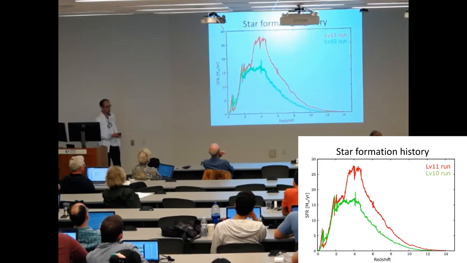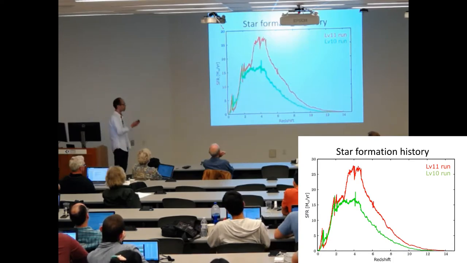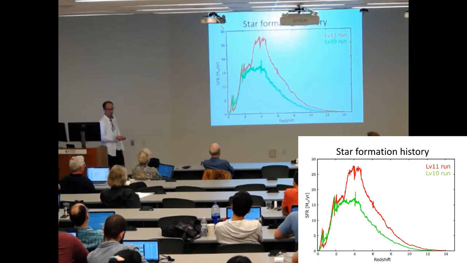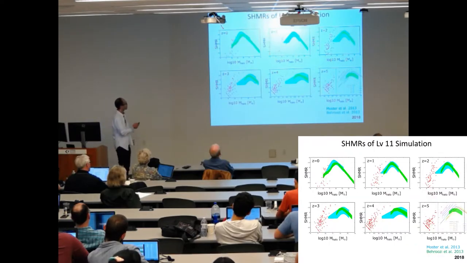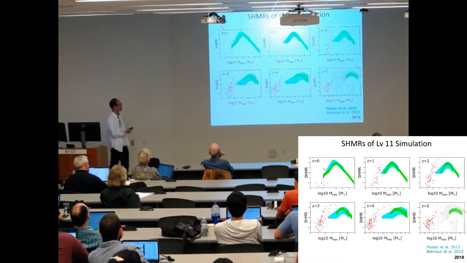So I think when the other group also looks at this level 12 run, you will probably see something similar, a star formation history like this. Okay. And for the stellar to halo mass ratios at z equals zero, those zoom runs agree relatively well with the abundance matching results that we saw earlier this week.